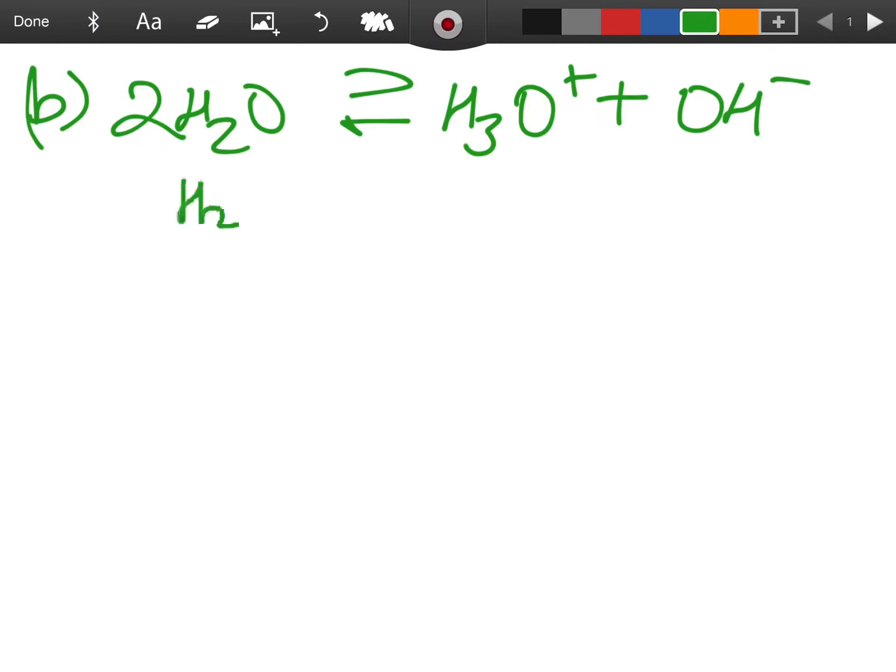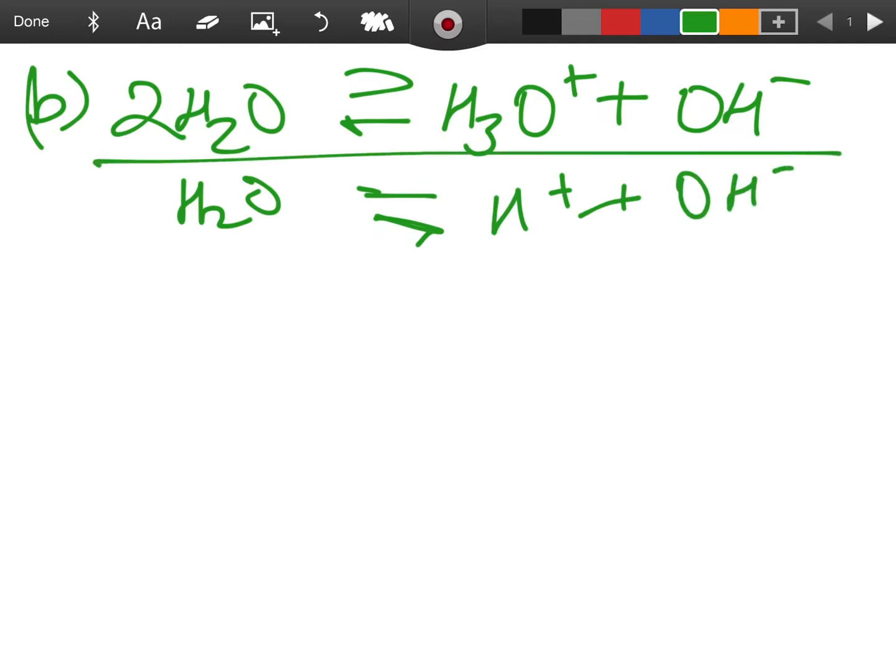I was using just the one. Do you remember when I was doing it? I was saying just H plus and OH minus. It doesn't matter, they're using the top one. Don't let that confuse you. H3O plus, you're just taking it that it's the same as the hydrogen ion concentration.